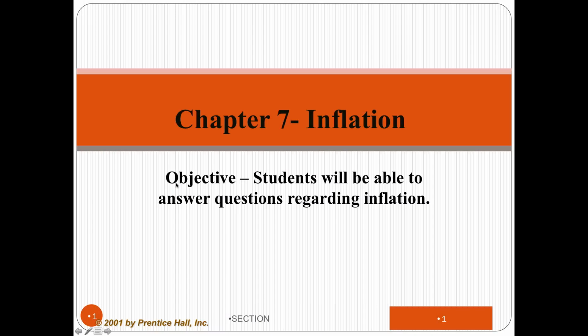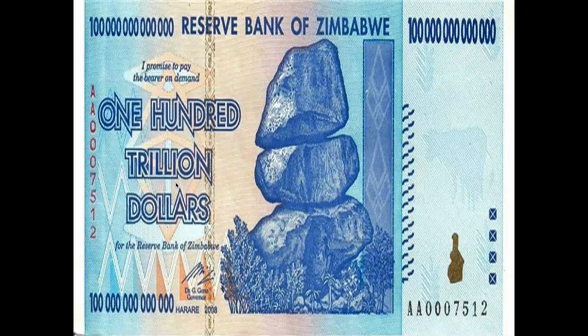So before we start talking about some of the details regarding inflation, I want to talk about inflation in its extreme, which is called hyperinflation. Hyperinflation is when you're going to start seeing the price level rising very, very quickly in the economy. You're going to see prices skyrocketing. Most economists consider hyperinflation to exist when prices are growing at more than 50% per month.